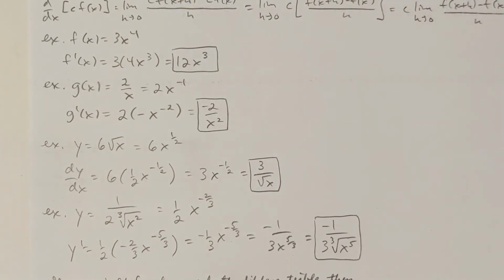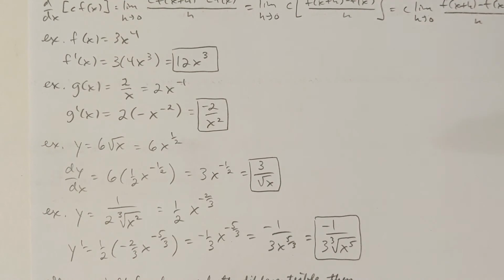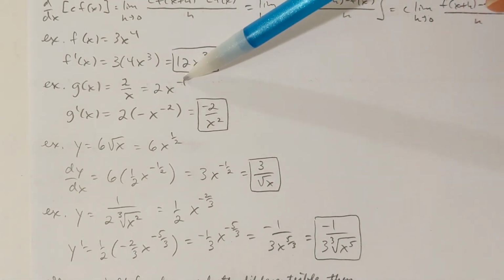Here's another one. g of x equals 2 over x. Well, that's a quotient, and I haven't talked about the quotient rule. We'll see that in the next section. 2 over x is the same as 2x to the negative 1, and that's how I'd want to think about this expression, because then I can use the power rule on x to the negative 1.